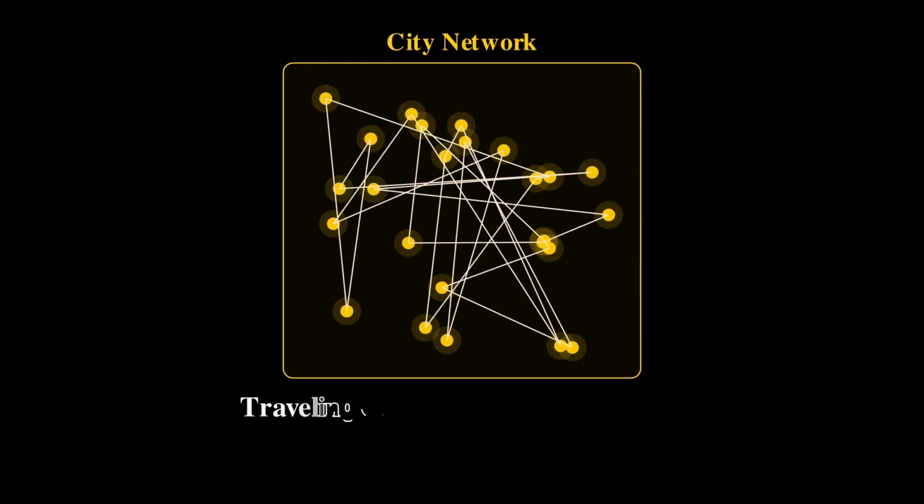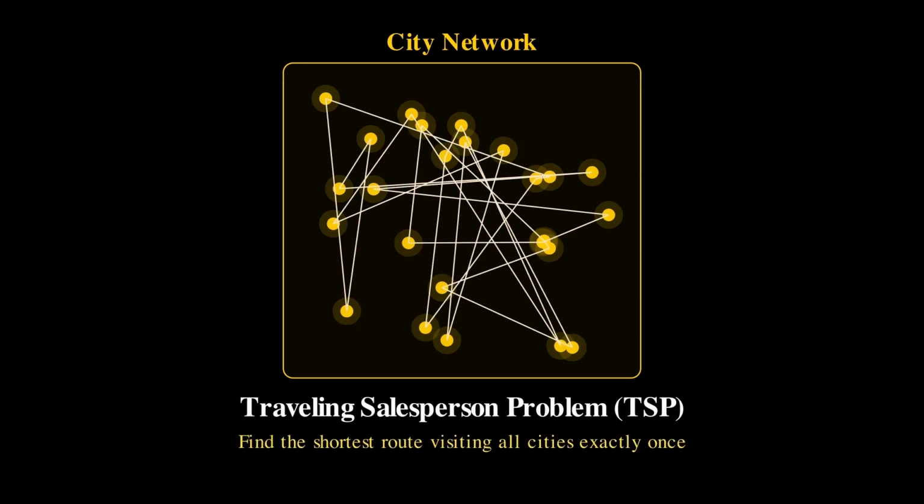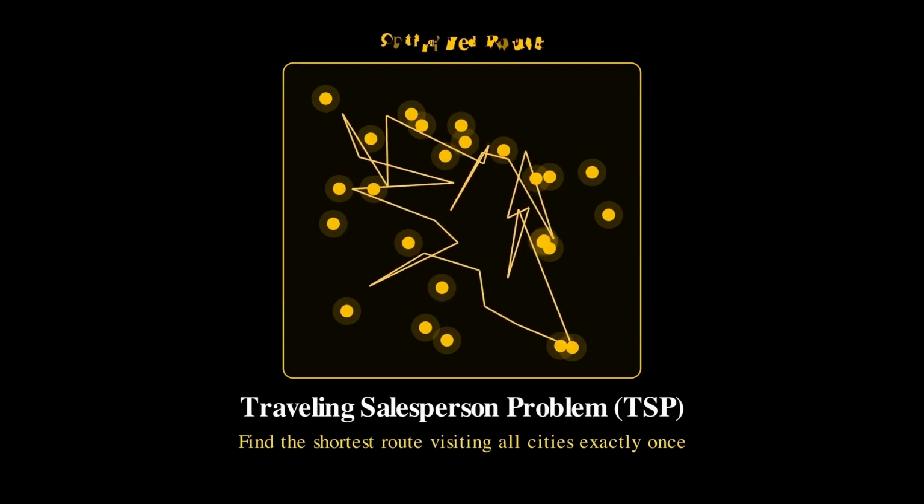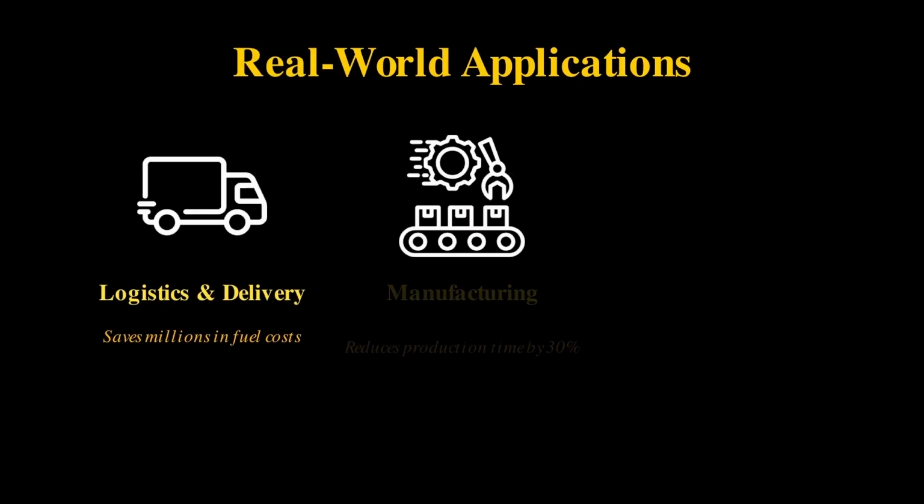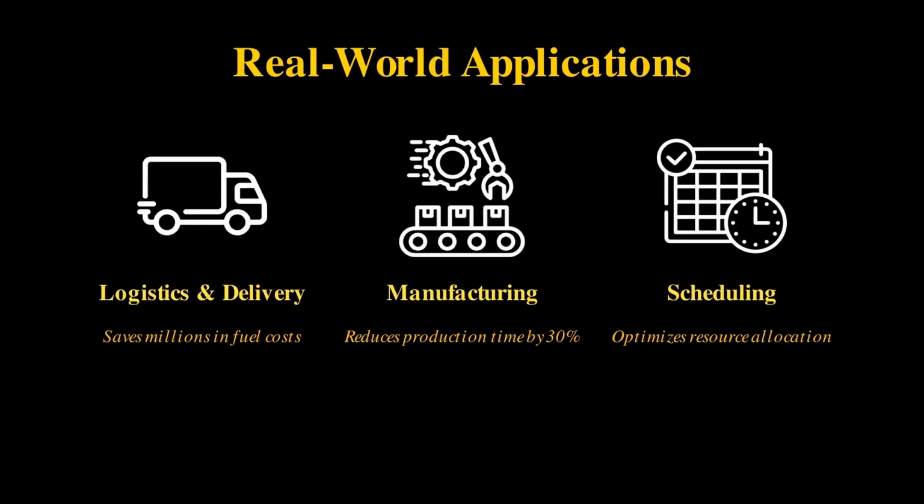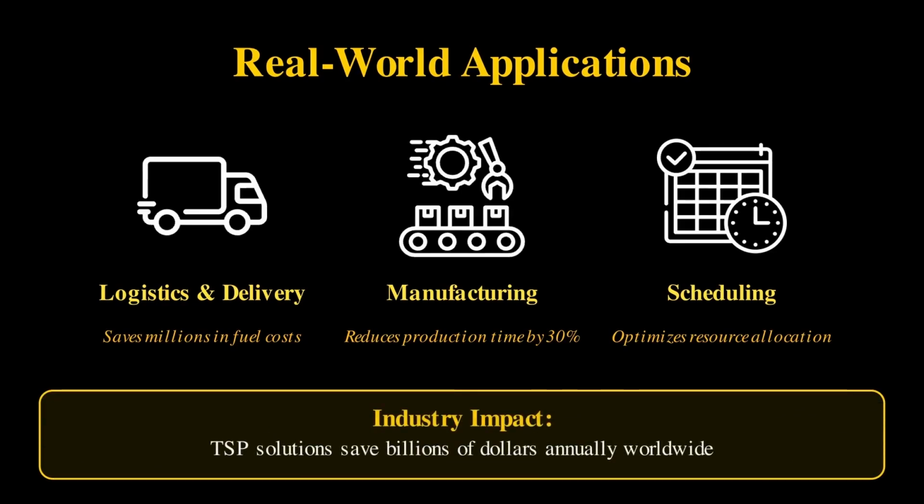The traveling salesman problem is one of the most well-known challenges in combinatorial optimization. The goal of TSP is to find the shortest possible route that visits each city exactly once and returns to the starting point. Despite its simple formulation, finding the optimal solution is extremely computationally demanding, especially as the number of cities increases. TSP is a cornerstone of logistics, manufacturing, and planning optimization, enabling companies worldwide to save billions of dollars each year. Let's look at the results.